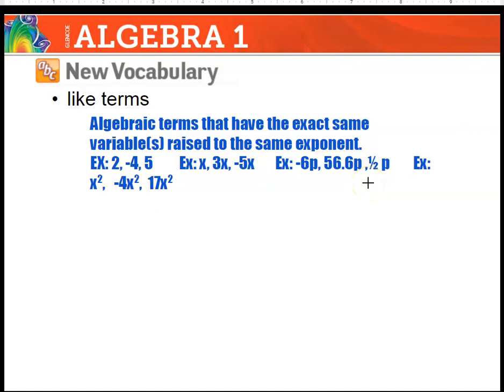Okay, just as a heads up though, if I'm looking at these here, these and these are not like terms, okay? Those are not like terms. That should be an E there, a little bit tough here. So you would not combine those at any time, okay? Not like terms.